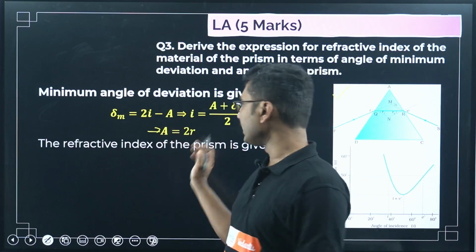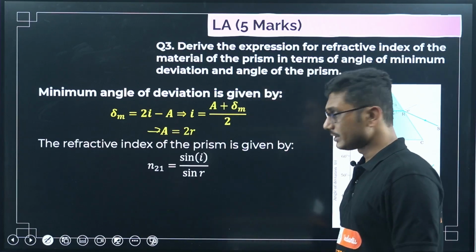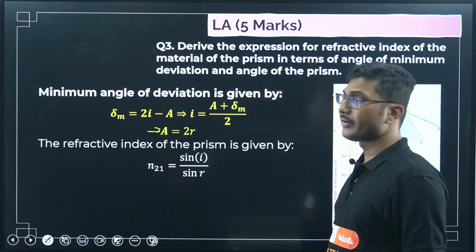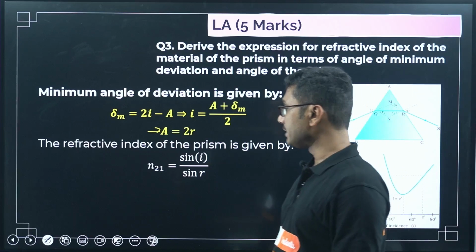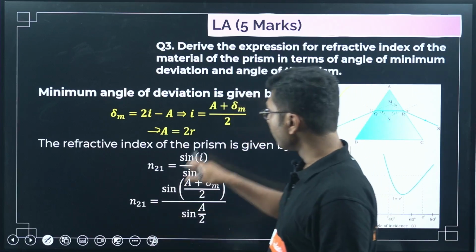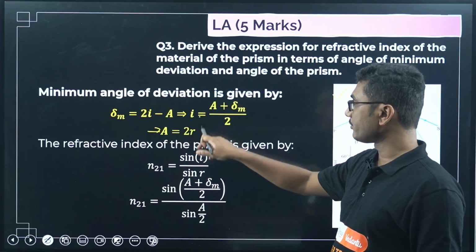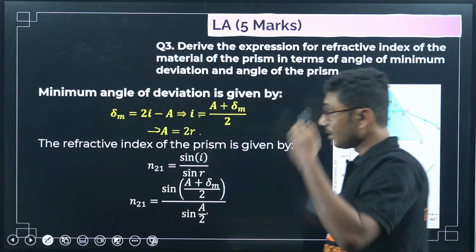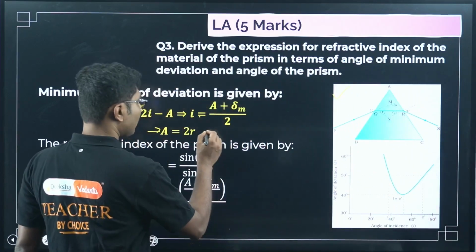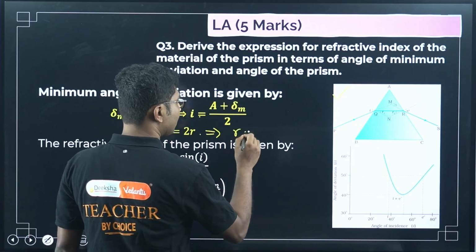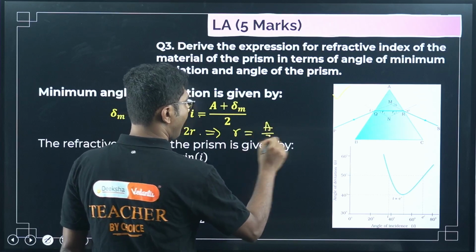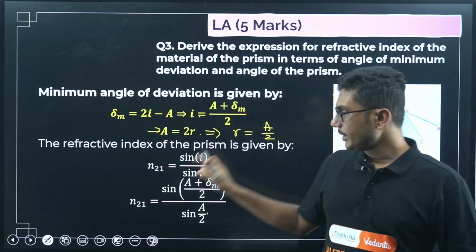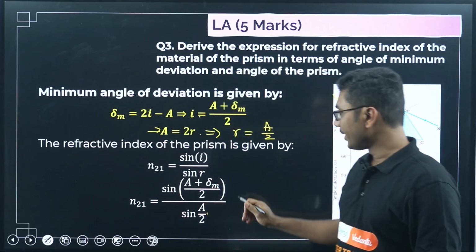Now, the refractive index of the prism is given by, what is the formula for refractive index? The formula for refractive index is sin i by sin r. Then you can put the value of i from this equation, and the value of r from this equation. Here you can write one more line, that is r equals A by 2. So substituting, you will get this answer. This is the final expression.